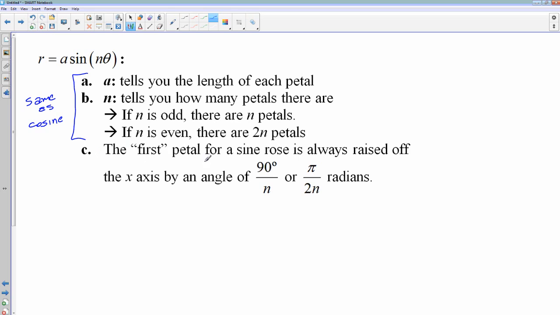But with a sine graph, your first petal is not sitting on the x-axis. The sine graph is actually a lot more difficult. For the first petal, you start by finding its angle of elevation by doing 90 degrees divided by n, or if you're determined to use radians, it's pi over 2n. And I put first in quotations because there's really not a first petal. You just kind of have petals, but we're going to start with that petal that's at that angle. Boy, I just really fumbled through that sentence. We'll pretend that never happened.